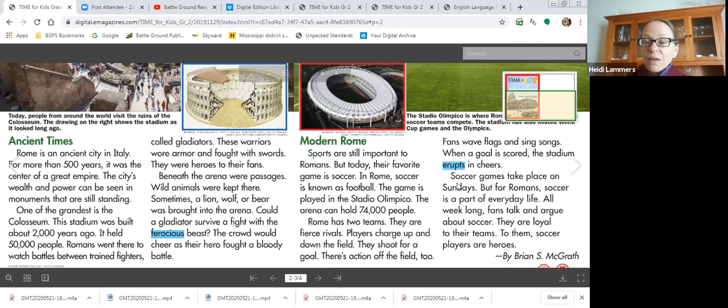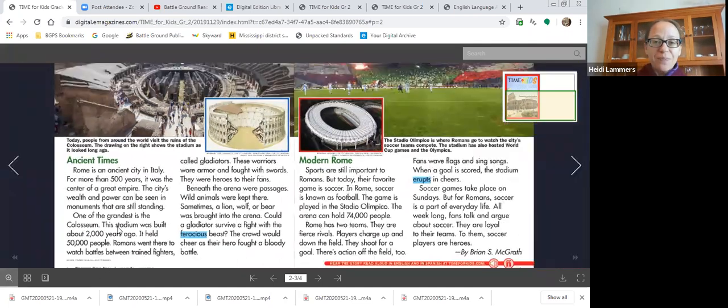Read with me. Soccer games take place on Sundays, but for Romans, soccer is a part of everyday life. All week long, fans talk and argue about soccer. They are loyal to their teams. To them, soccer players are heroes. By Brian S. McGrath. So these rivals have fans, and those fans are loyal. They stick with the team that they chose to support and cheer for. And it's all just for fun, just something fun for people to think about.